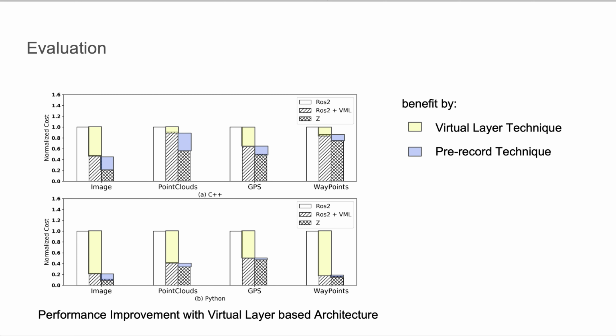Comparing ROS 2 plus VML and the framework, we note that messages with large size have a larger performance improvement than the messages with small size. It indicates that our memory allocation optimizations are more useful for the data with large size.